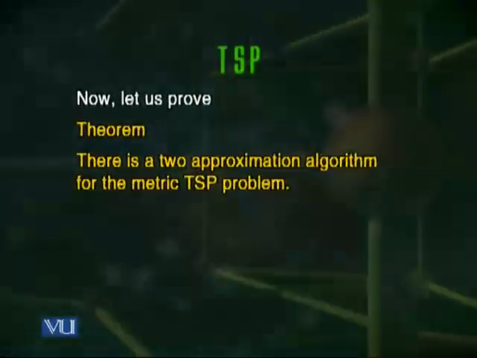So what we are going to do is design a two approximation algorithm for this problem. Our goal is to prove the following theorem: there's a two approximation algorithm for the metric TSP problem. This would be the first instance of an approximation algorithm that we would design. Let me first simply explain the algorithm. The algorithm is made out of algorithms that you've previously studied. It uses those algorithms as subroutines.